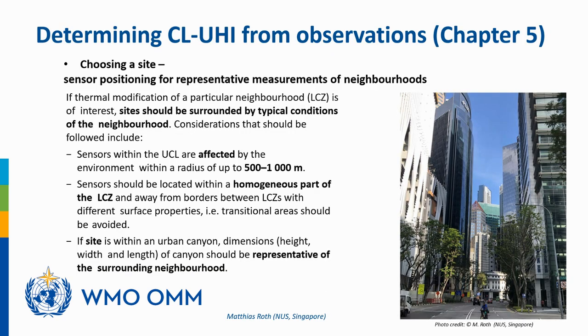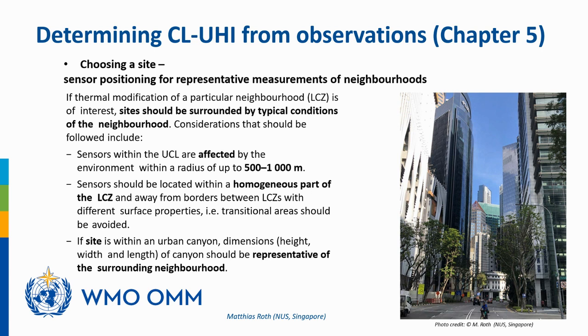And as a part of analysis for measurement and determination of canopy layer urban heat island, chapter 5 is focusing. And here, of course, many issues are very, very important. First of all, choosing the site where to put sensors and corresponding footprint, characterizing, analyzing, and giving recommendations for that.